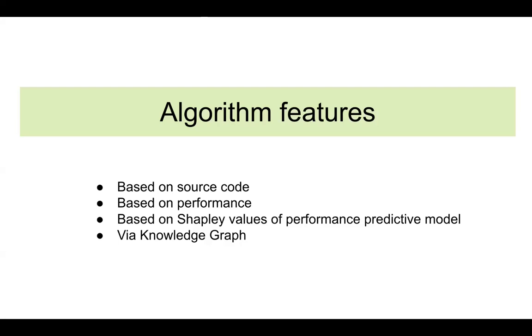We are not interested in the characteristics of the algorithms, maybe some high-level characteristics, but we are not taking care of the interactions, the trajectories of the algorithms. So when we speak about algorithm features, we have features based on source code, based on performance, based on Shapley values for a performance predictive model, and also via knowledge graph.